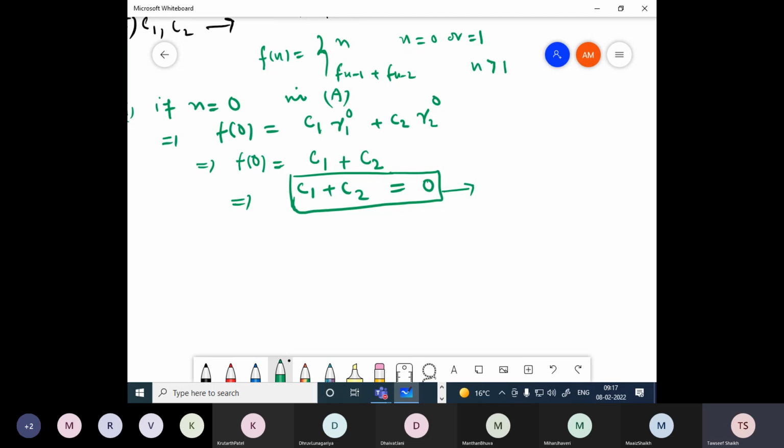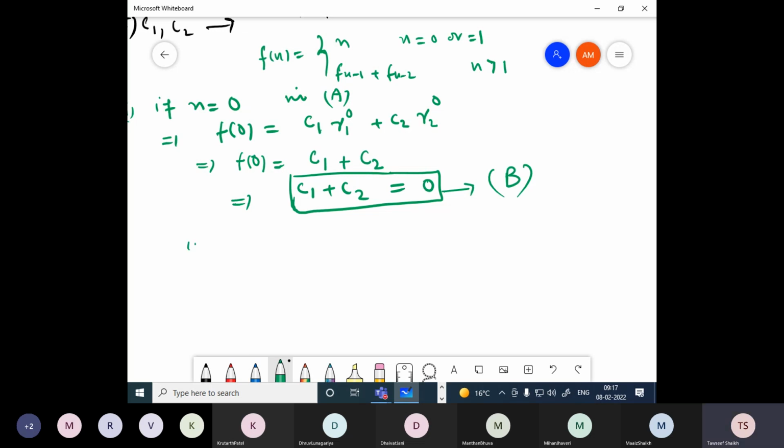If n is equal to 0, the value of f of n is equal to n at that very time. Since n is equal to 0, f of n will be 0. And when n is equal to 1, f of n is equal to 1. So it's right. We will keep its equation number as B.